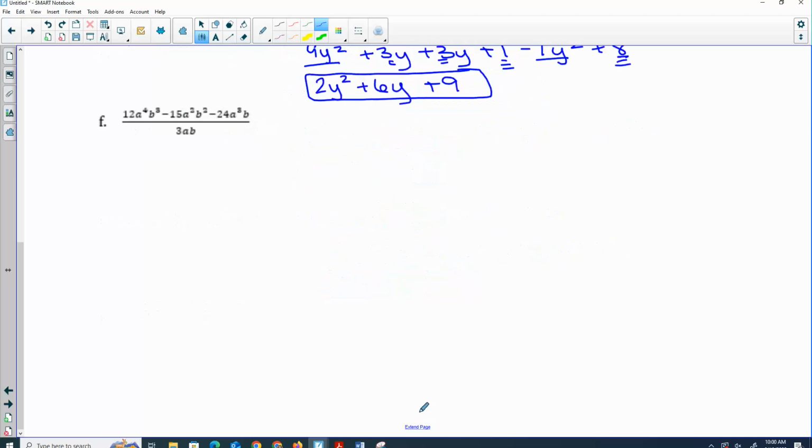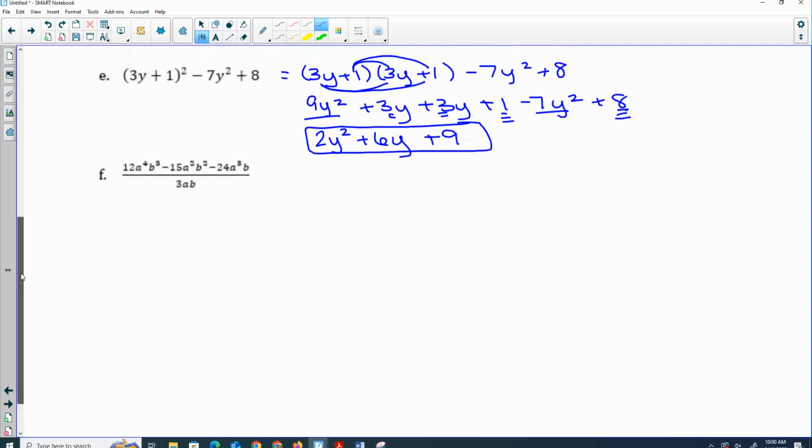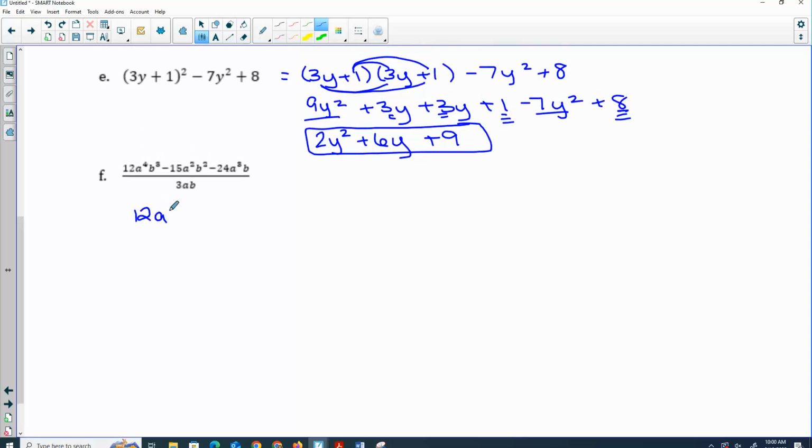The last problem is a division. And to do that, we divide everything by the denominator. So I have 3 terms on top. I'm taking each of those and dividing the 3ab.